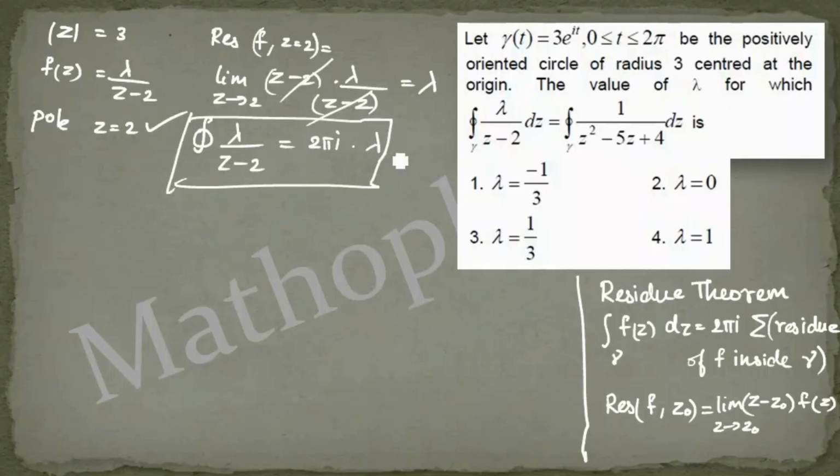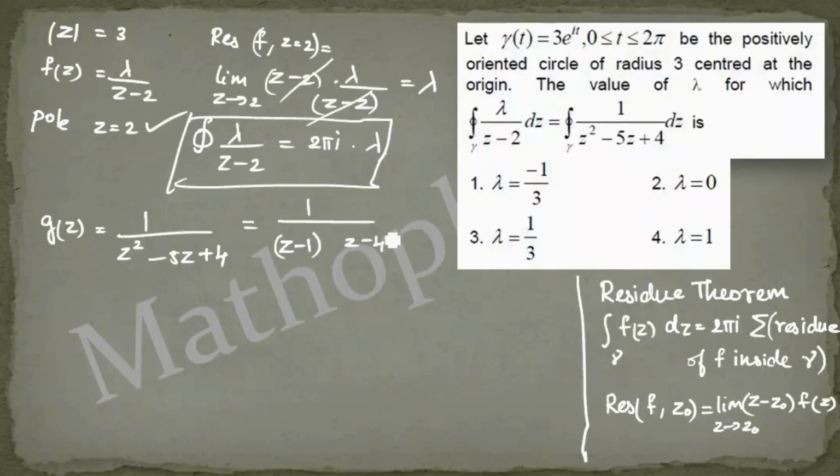So first left hand side find பண்ணியாச்சு. Next right hand side find பண்ணலாம். அதை g of z னு consider பண்ணிக்கிறேன். g of z will be equal to 1 by z square minus 5z plus 4. So in the denominator factorize பண்ணும்போது it will be equal to 1 by (z minus 1)(z minus 4). So இங்கே poles are z equal to 1 and z equal to 4. z equal to 1 lies inside circle, but z equal to 4 lies outside circle. அதனால் அதை consider பண்ண மாட்டோம்.